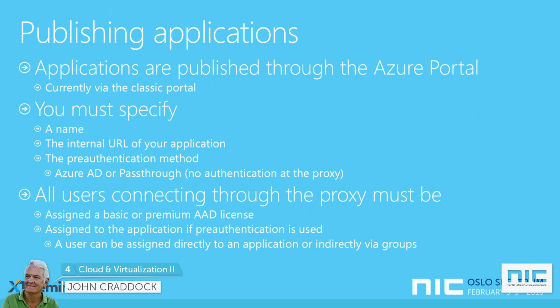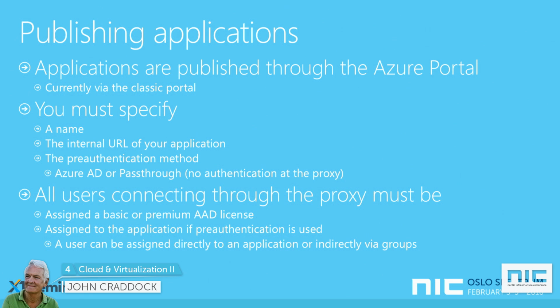At the moment, the Active Directory, or the Azure Active Directory, is not in the new portal. Well, that's not completely true because it is in the new portal, but it's in private preview at the moment. At some point, it will move into the new portal, but for the moment, you manage it through the classic or the old portal. When you set this up, you need a name for the proxy in the cloud. You need an internal URL of the application you're going to be publishing.